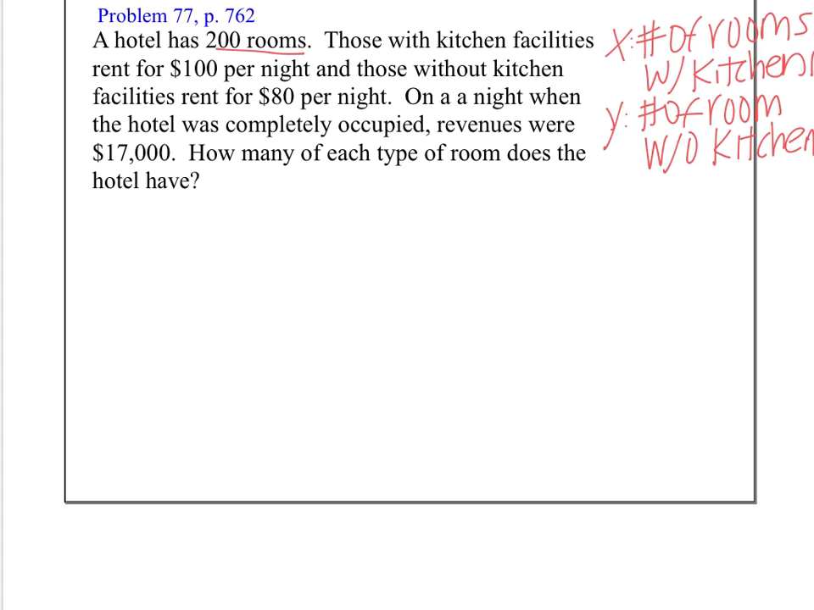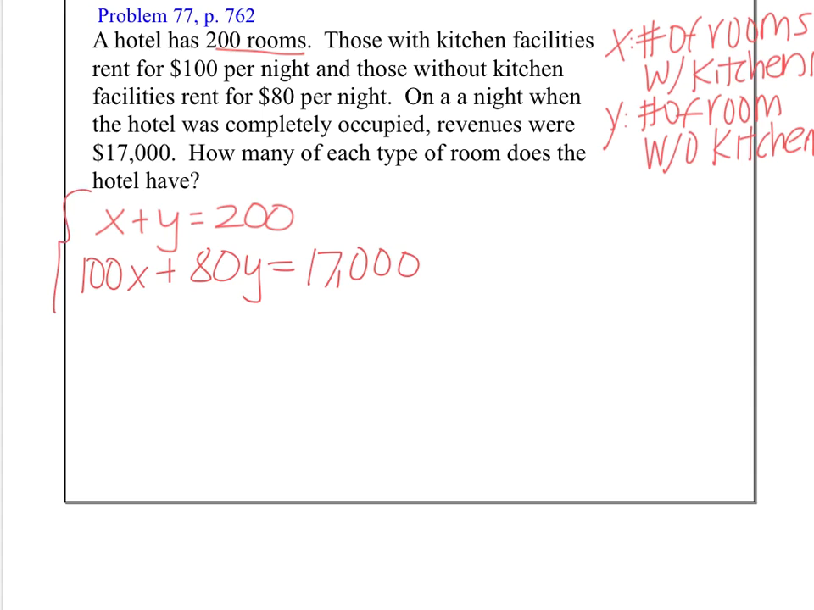Okay, so now what we need to do is set up our system of equations. So we have 200 total rooms. So we have x plus y is equal to 200 because we have some number of rooms with kitchens and some number of rooms with no kitchens, but in total we have to have 200. We know that those with kitchen facilities rent for $100 per night. So $100 times x, which is our number of rooms with kitchens, plus $80 for our rooms without kitchens, equals $17,000 if we have them all occupied. Okay, so now we need to figure out how many of each room. Well, I'm going to change this one to x is equal to 200 minus y.